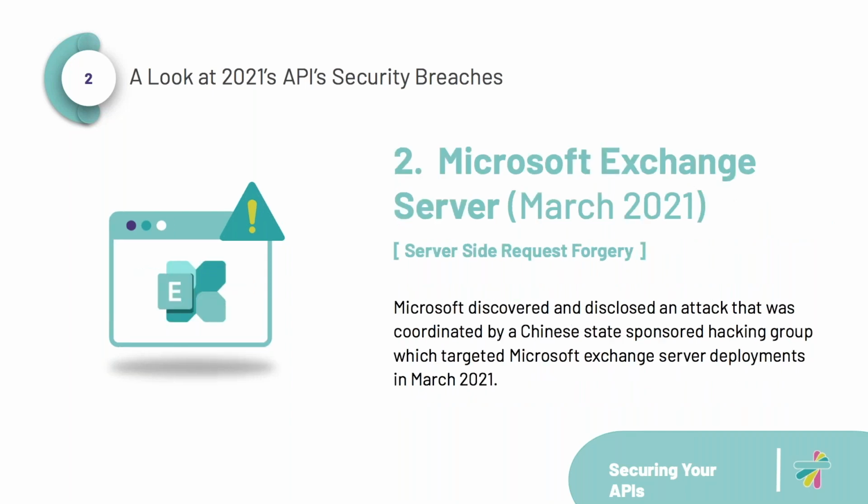Moving on from that, let's look at another one of the most significant attacks that happened, which was the Microsoft Exchange server. This happened in March of 2021 and involved a server-side request forgery. So Microsoft discovered and disclosed an attack that was coordinated by a Chinese state-sponsored hacking group, which targeted Microsoft's Exchange server deployments in March of 2021. The initial attack vector was via a server-side request forgery vulnerability within the proxying front-end component of Exchange.